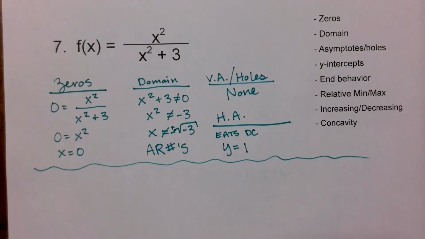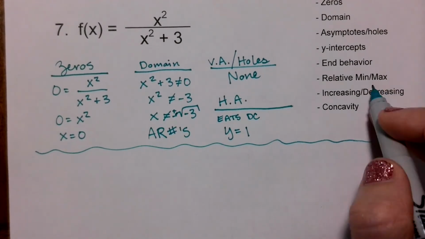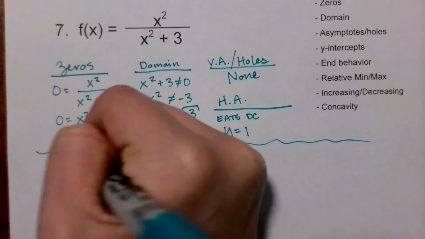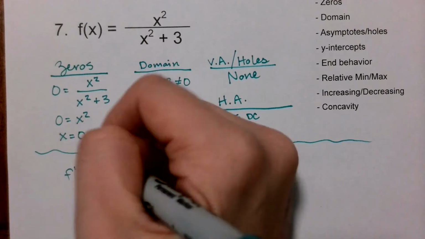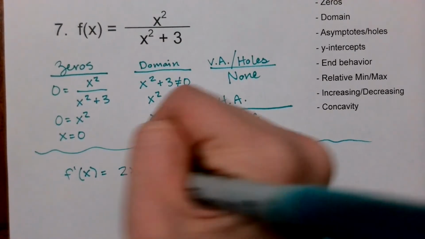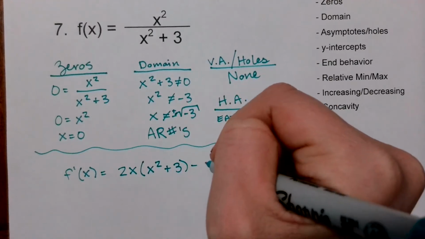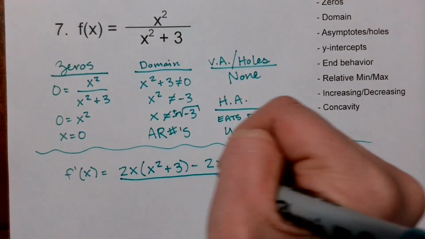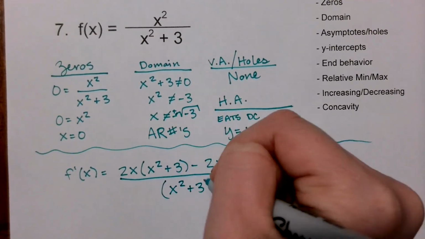So now we're going to go on to f prime, where we can talk about our relative mins and maxes and increasing and decreasing. So for f prime, we are using the quotient rule. We get the derivative of the top times the bottom minus the derivative of the bottom times the top, all over that denominator squared.